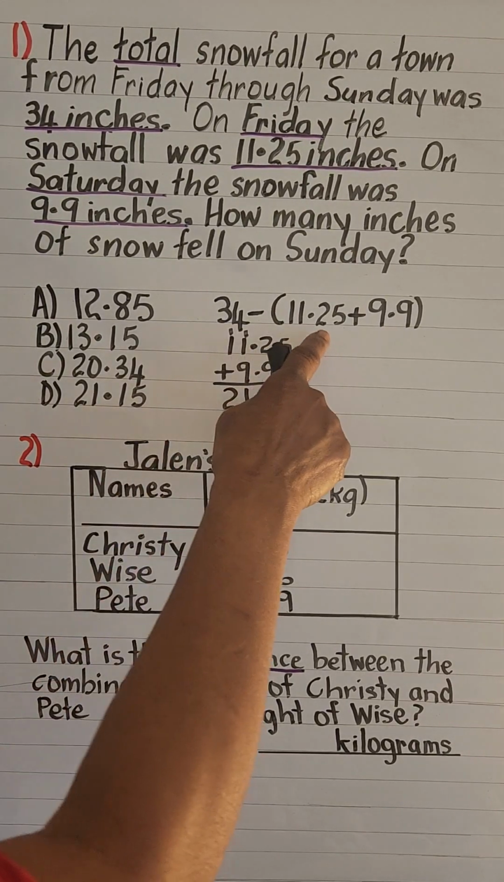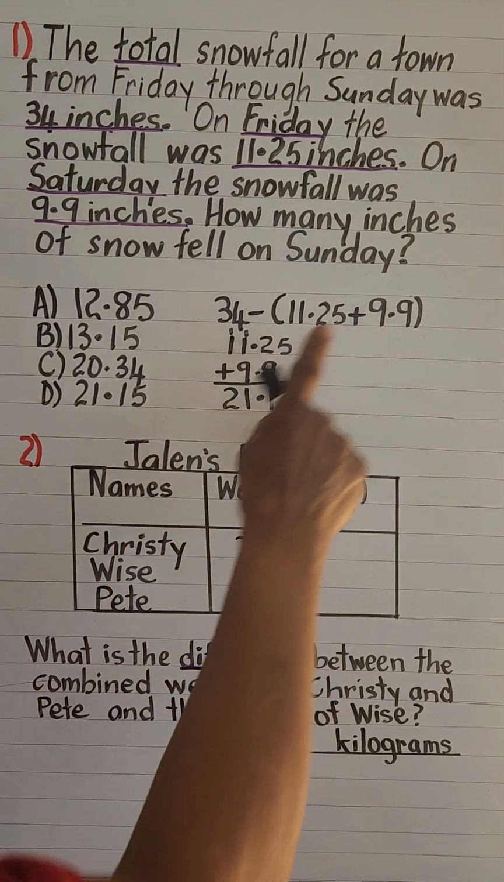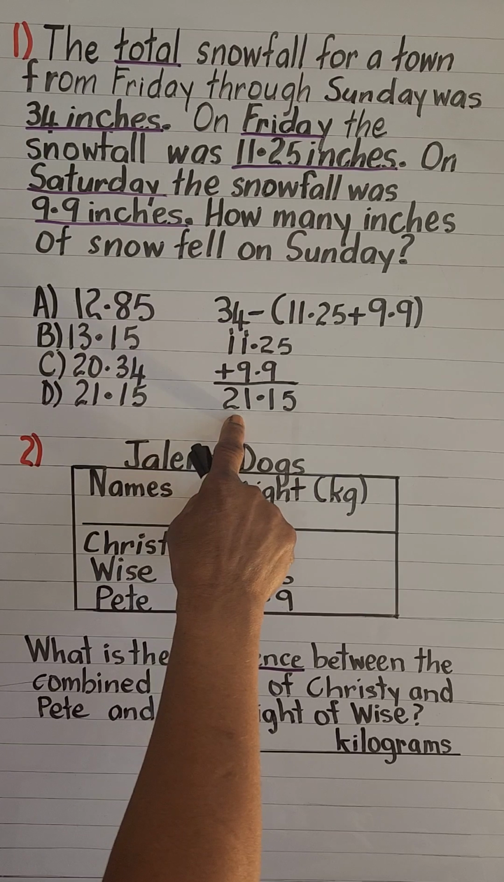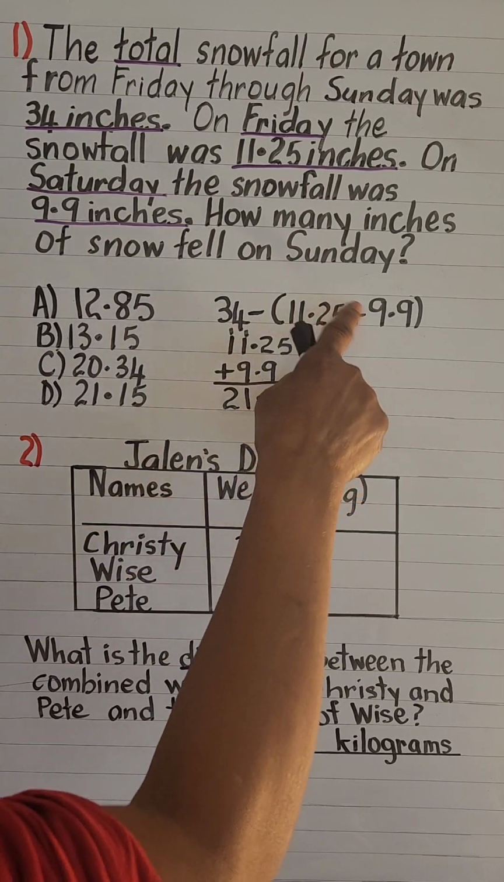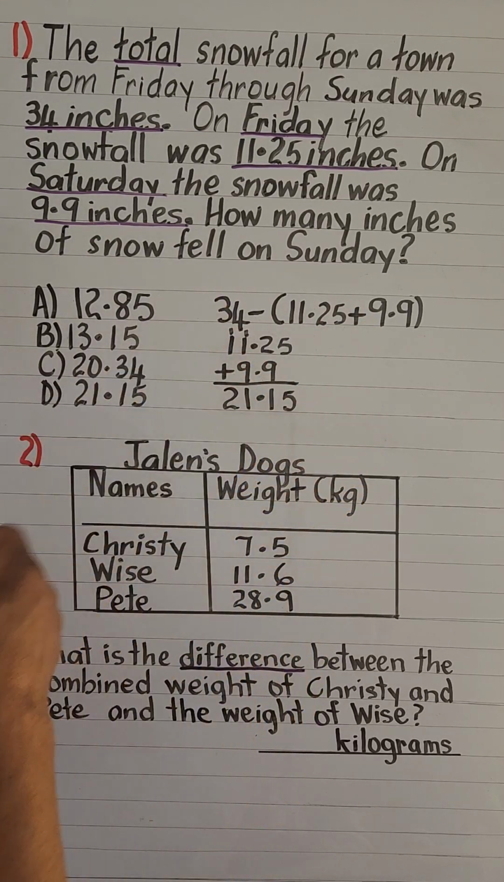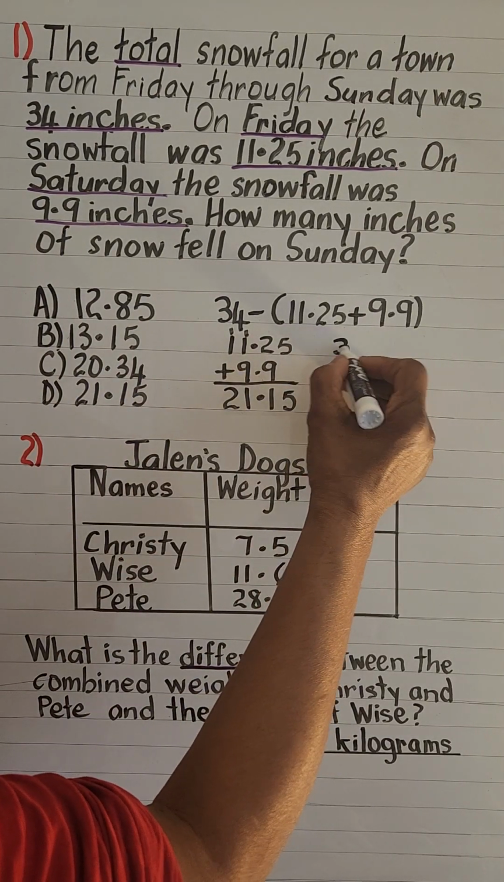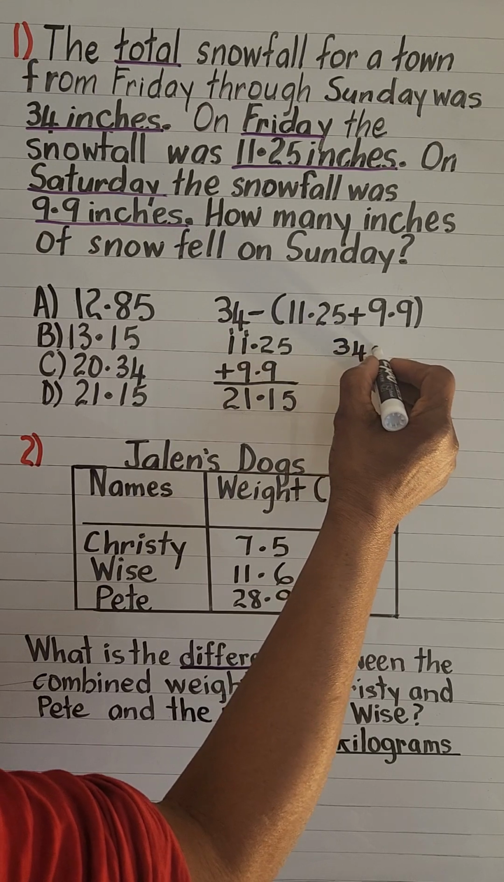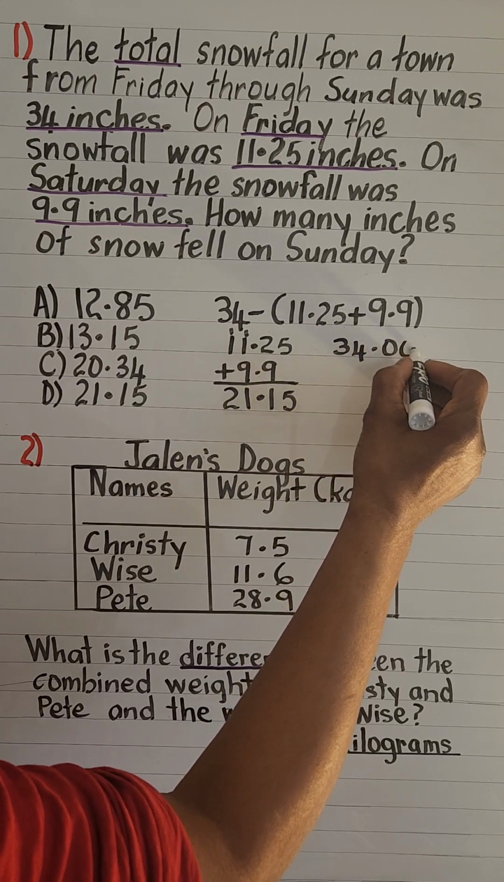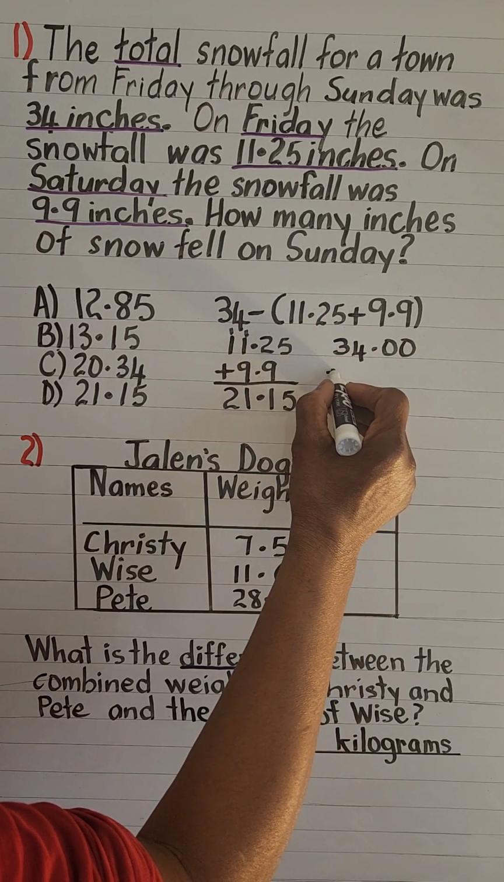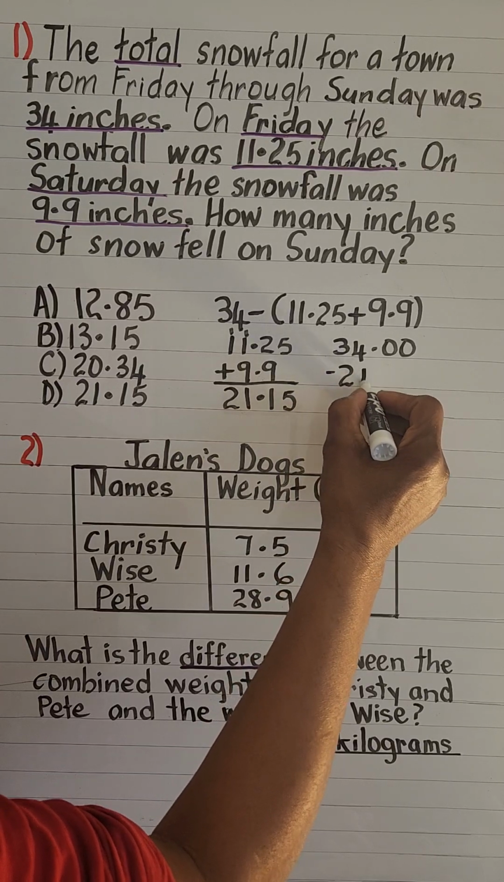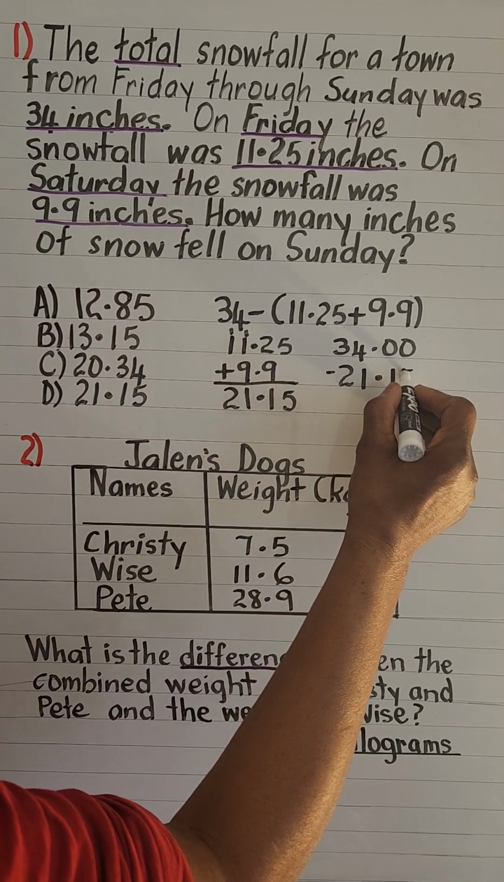So 11.25 plus 9.9 is equal to 21.15. Now we're going to subtract that from 34. So that is 34.00 minus 21.15.